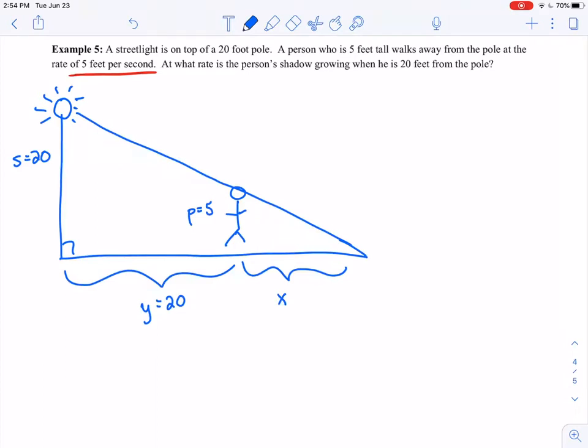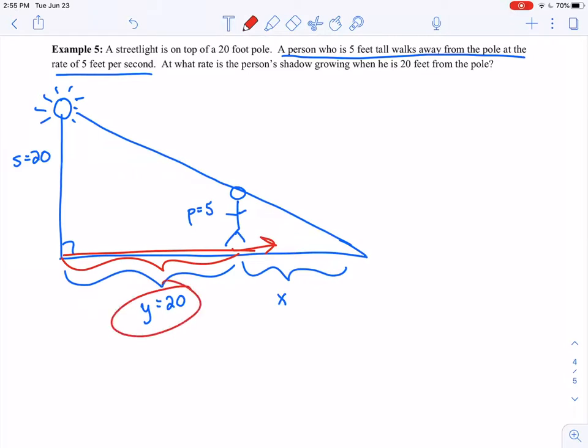So what else do I know here? Let's see, what else do we know? We've used the 20 feet. We used the 5 feet. This rate of 5 feet per second, let's talk about that because we haven't used it. So a person who is 5 feet tall walks away from the pole at a rate of 5 feet per second. So we said this person is moving in this direction. So this person is moving away from the pole. So that's this distance right here, is moving away from the pole at a rate of 5 feet per second.